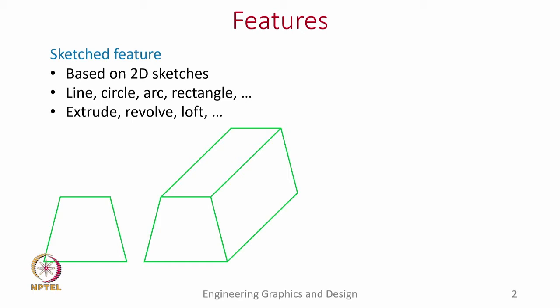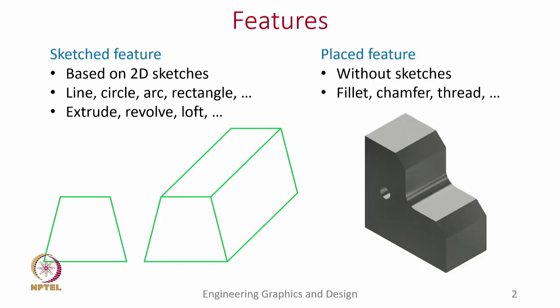Now, let us look at the second method of creating features, which is called placed features. These are features which can be created without starting with sketches, for example, fillet. In the previous lecture, we showed a fillet and a chamfer. To create a fillet or chamfer, you do not need to start with a sketch; you can start with an existing feature. For example, here we have created a 2D section and then created an extruded solid.